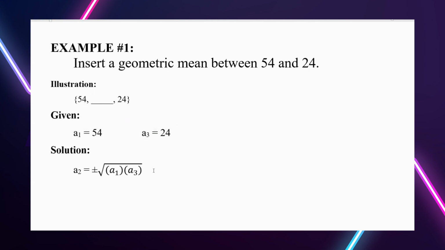So using the formula, dahil isa lang ang ating hinahanap na geometric mean, ang gagamitin natin ay ang a sub 2 is equal to positive negative of the square root of the product of the first term or a sub 1 and the third term or the a sub 3. Next is, let us substitute the value of a sub 1 and a sub 3. So ang value ng a sub 1 natin ay 54. Ang value ng a sub 3 natin ay 24.